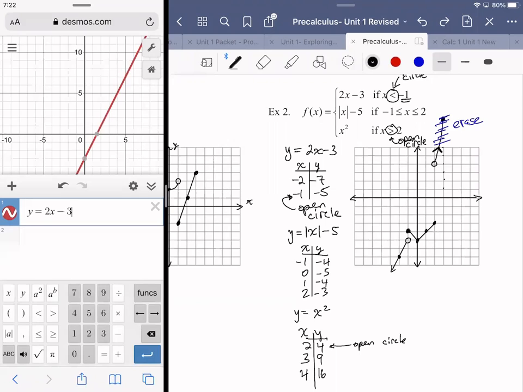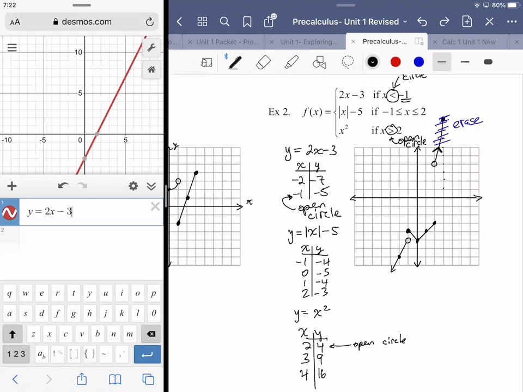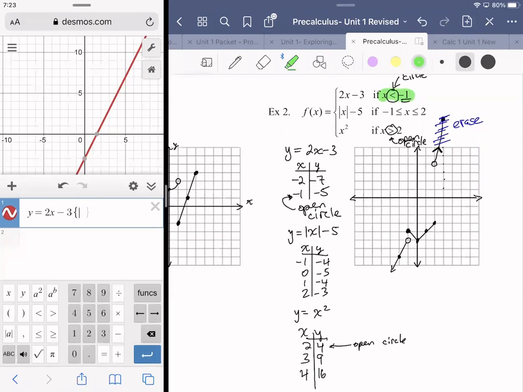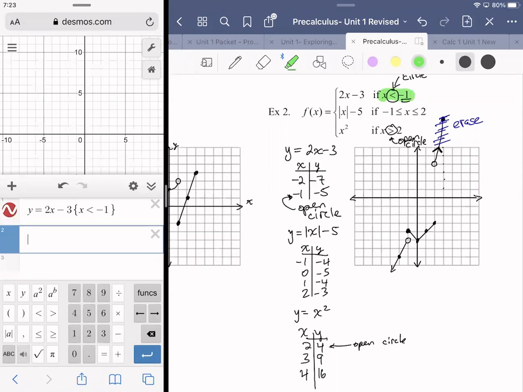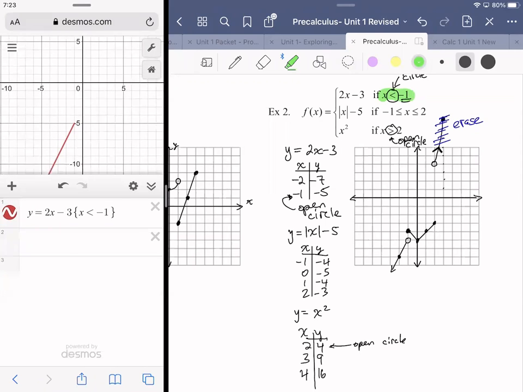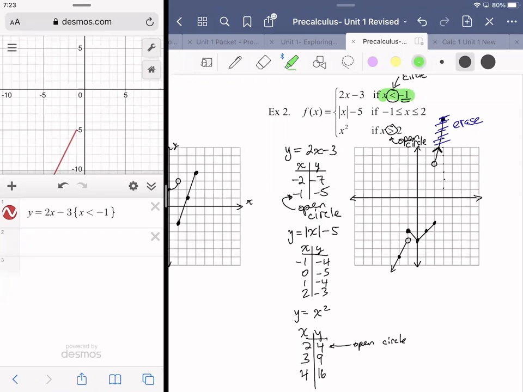But then what you would do afterwards is what probably would annoy people the most. You open a squiggly bracket, and then you just type in your domain, just as you see on paper. So you would type in x less than -1. Then you could close the squiggly or not, it doesn't matter, it'll close it for you anyway. All right. So 2x minus 3, where x is less than -1. And so it'll plot that piece.